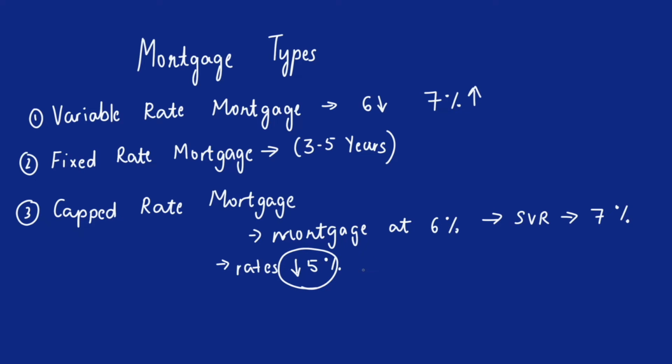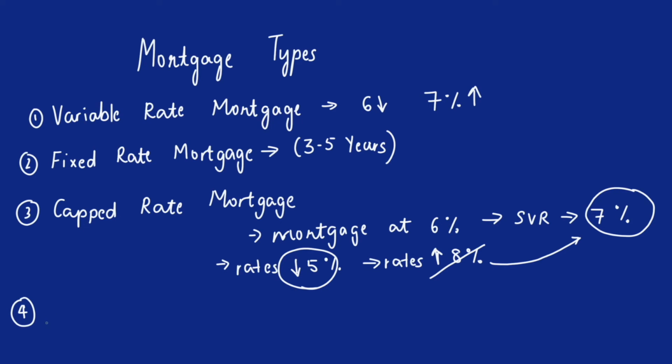Now let's look at another scenario. Say the market rates actually rose up to 8%. So the rates go up to 8%. Now in this instance, you would not be paying the 8%. You would go back to paying the 7% because you've put in a cap of 7%. So this is one of my favorite types of mortgages because it protects you against that upward drift, whilst it also gives you a chance to really take advantage of the market rates lowering.